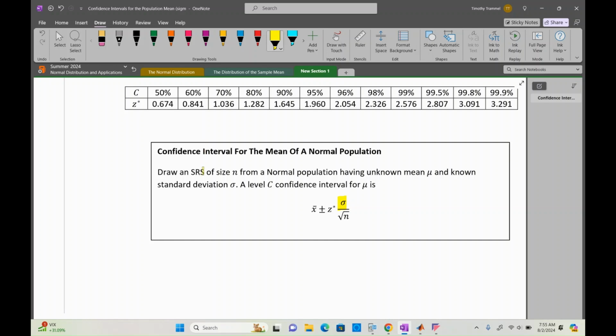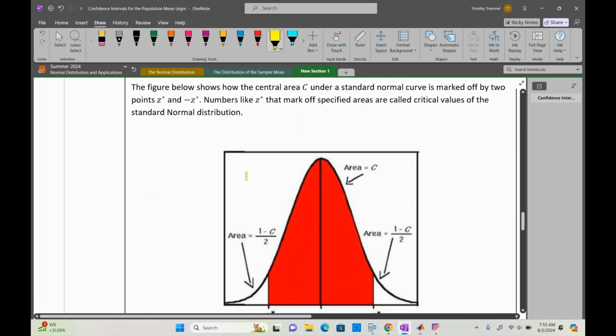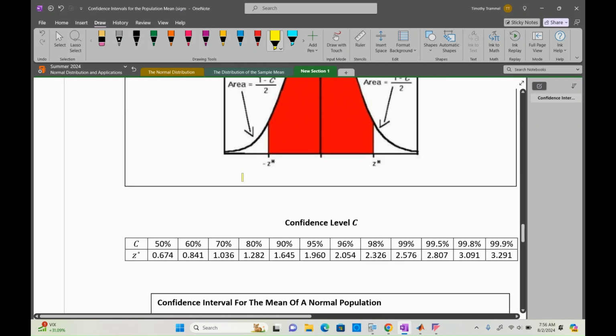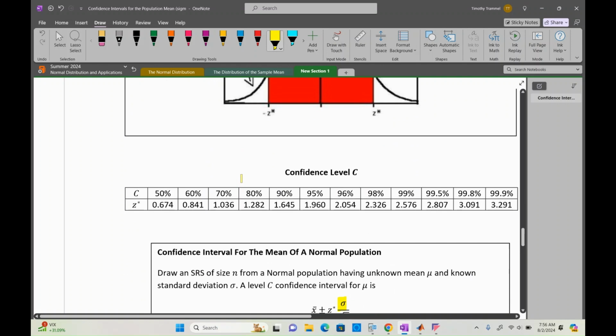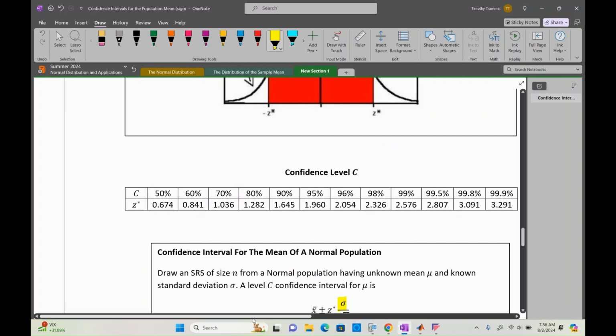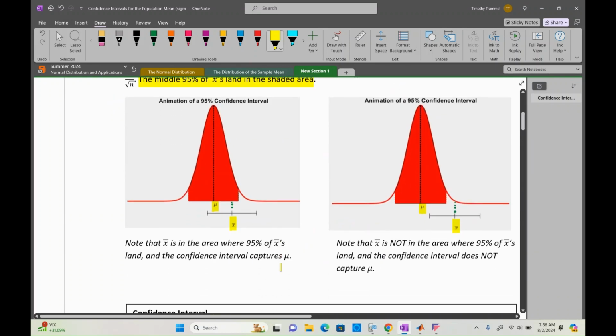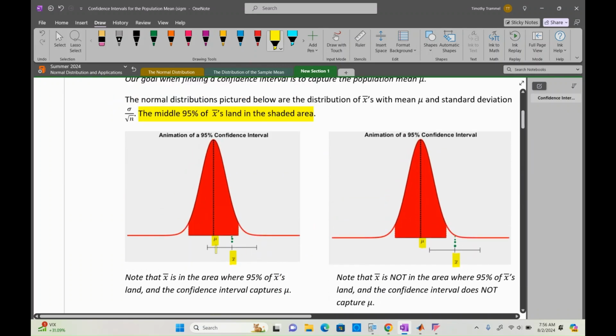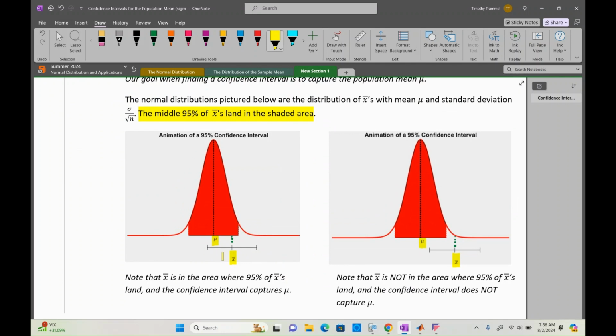All right, so let's figure out how we can get these Z star values. The Z star values are just how many standard deviations we want to go to the left and to the right of our sample mean. Remember up here, we designed the confidence interval to have a certain width. We wanted it to be a width such that 95% of the data would be.